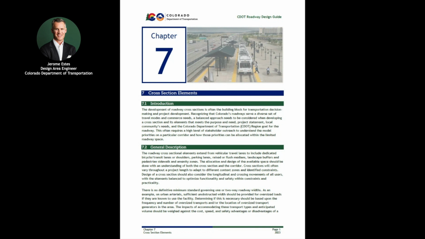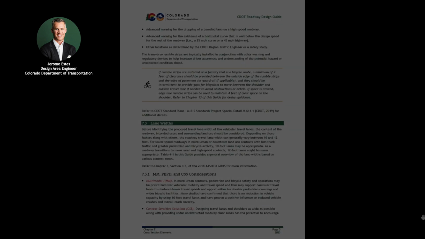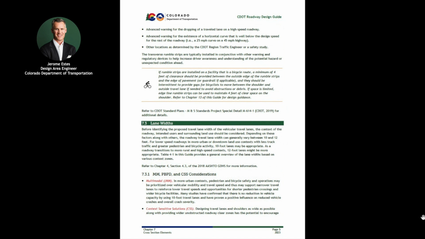Roadway cross-sections are a key building block for transportation decision-making and project development. Recognizing that Colorado's roadways serve a diverse set of travel modes and commerce needs, this guide offers a balanced approach to developing cross-section elements. A proper roadway cross-section will meet the project purpose and need, the local community's needs, and the CDOT region's goal for the roadway.